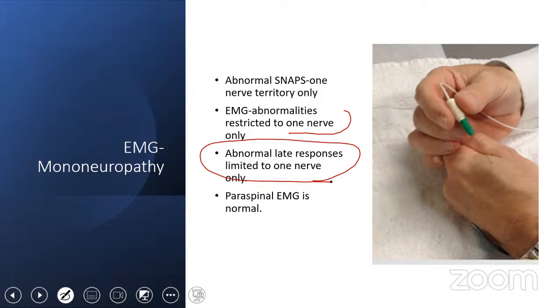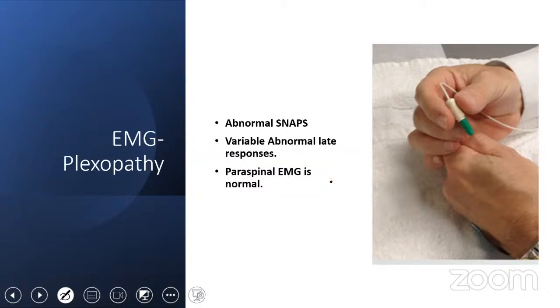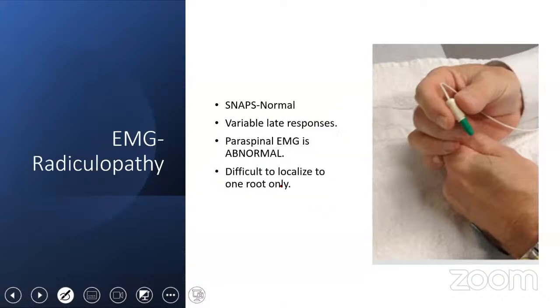What are we going to do in EMG to identify what we are dealing with? Is it a mononeuropathy, plexopathy, or radiculopathy? So in plexopathy, the SNAPs are abnormal because it's a postganglionic lesion. You get variable abnormal late responses, and paraspinal EMG is normal. These are three important points which we'll study more in due course in the coming classes.